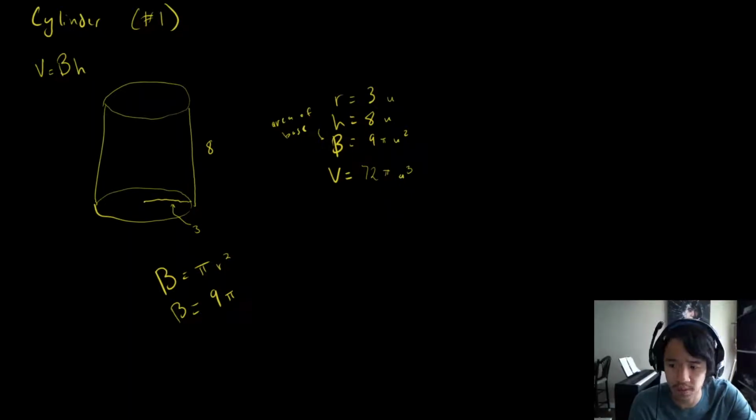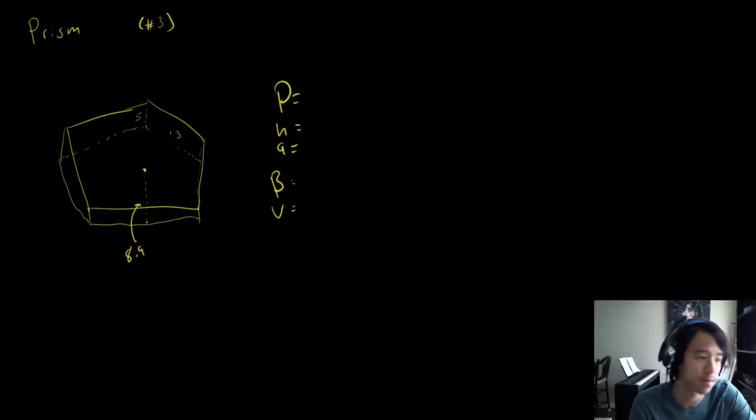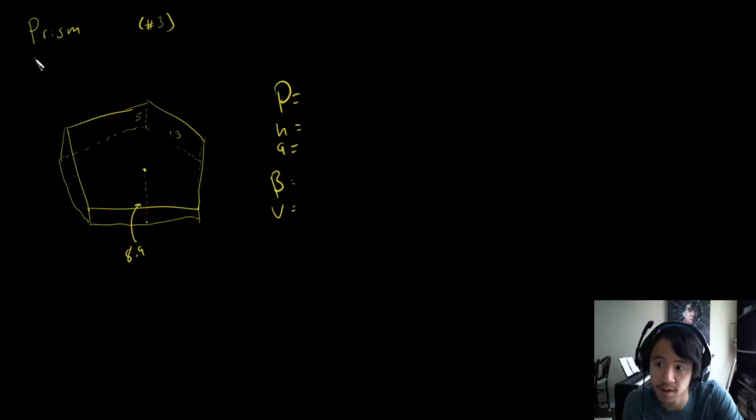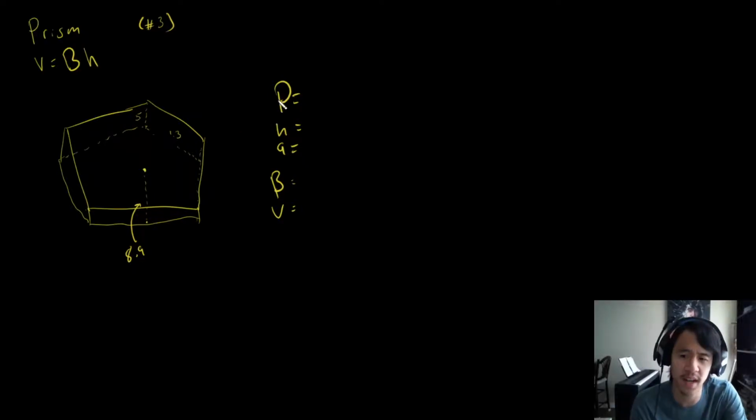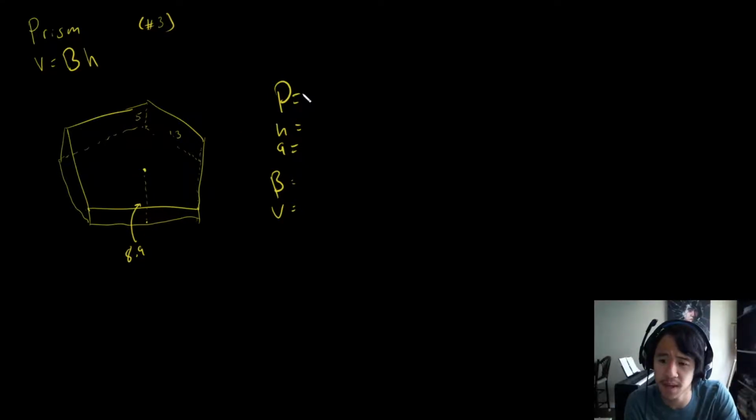Question number 3. So here's question number 3. We have a pentagonal prism here. And it's a prism, so we're going to have the same volume formula. Volume is equal to big B times H. So let's go ahead and do this question. So P stands for the perimeter.